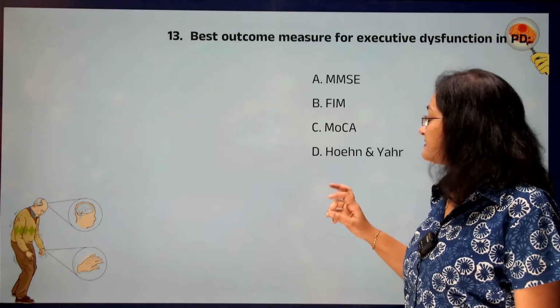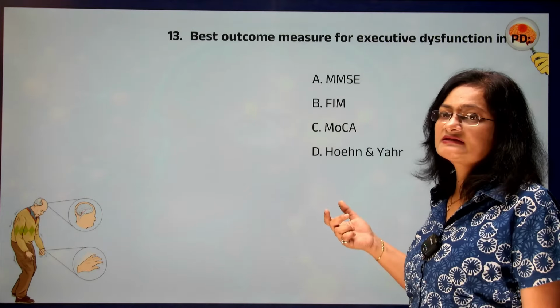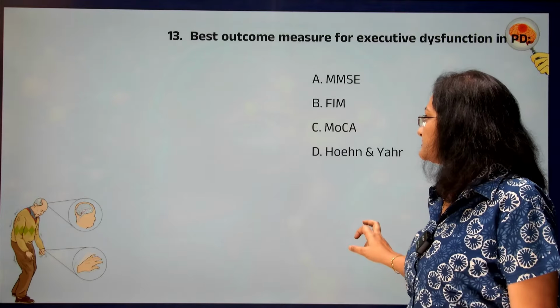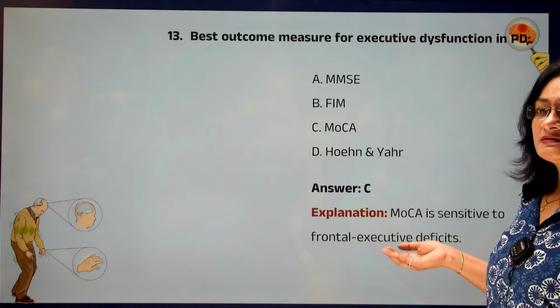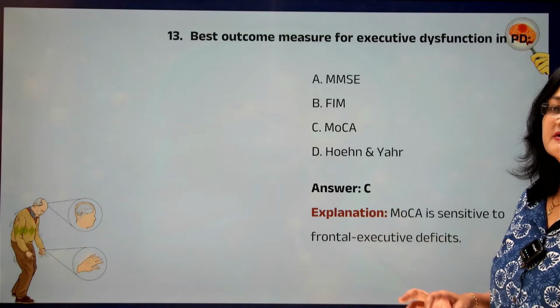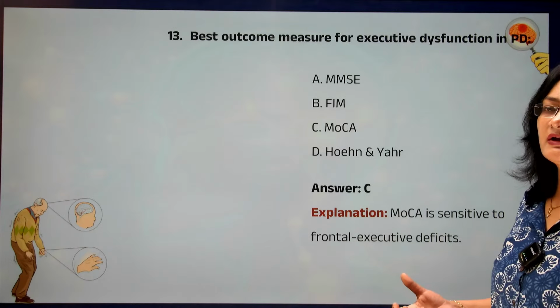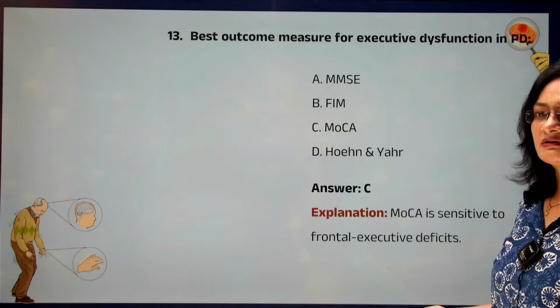So out of MMSE and MoCA, which is best for the executive function in Parkinson's? Our answer will be C, MoCA. Why is MoCA best? Because MoCA focuses more on the frontal lobe related executive function.